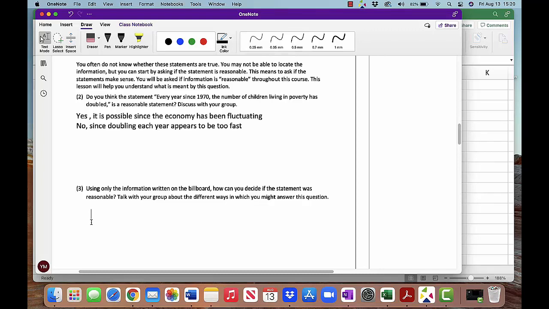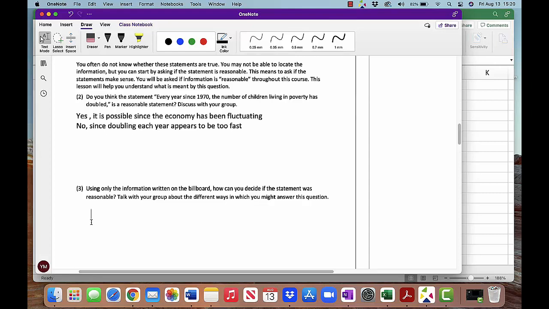So maybe one of you is thinking, well, perhaps I can look up the number of how many children were living in poverty in the year 1970 and go from there. Well, yes, of course we can look it up, and that number is something, right? It can be thousands of children, hundreds of thousands of children, probably wouldn't say millions.